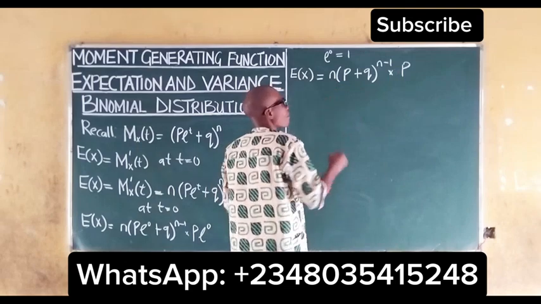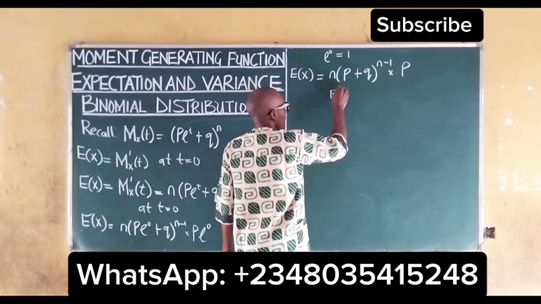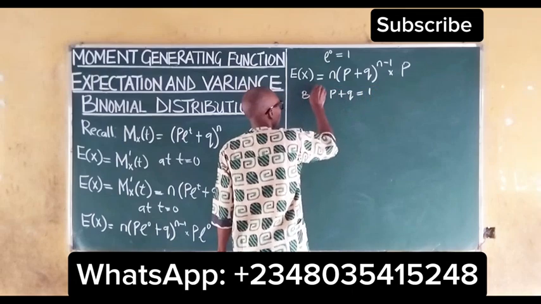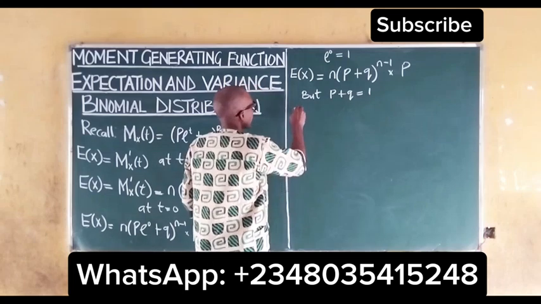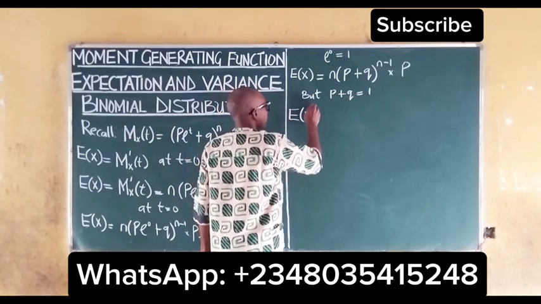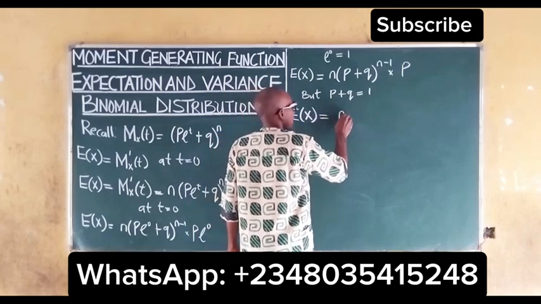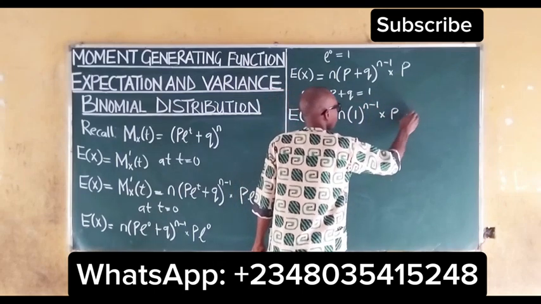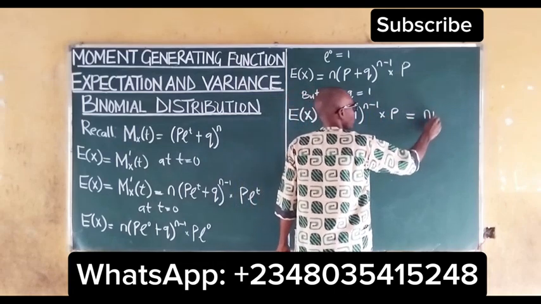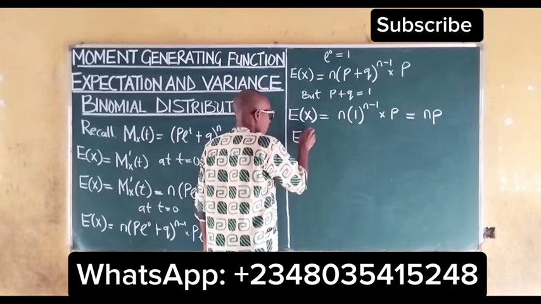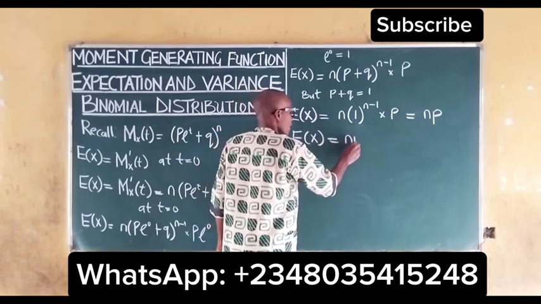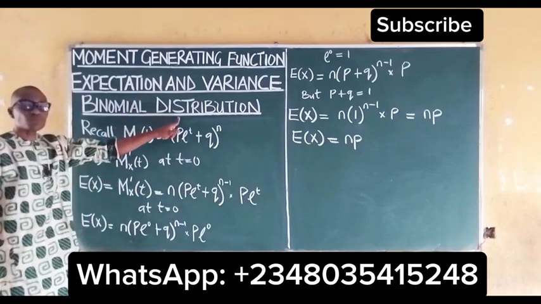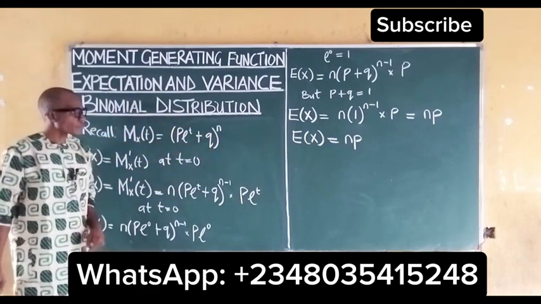We also recall that from probability, we have that p plus q is equal to 1. So it then means that our expected value of x is equal to n into 1 raised to the power of n minus 1 multiplied by p, which gives us np. So our expectation, or the expected value of x, for the binomial distribution is equal to np.